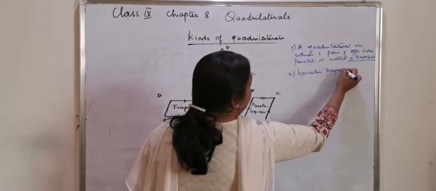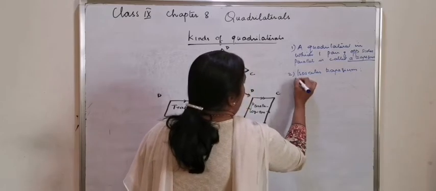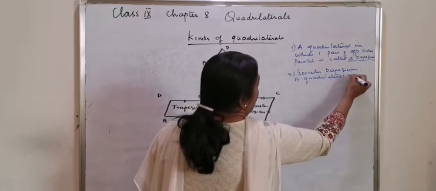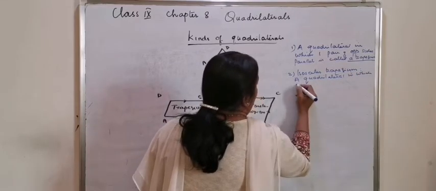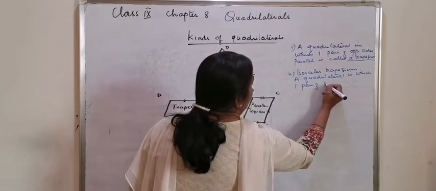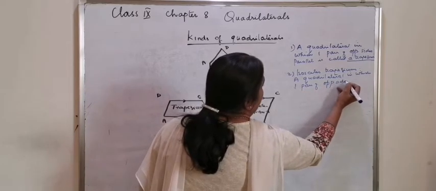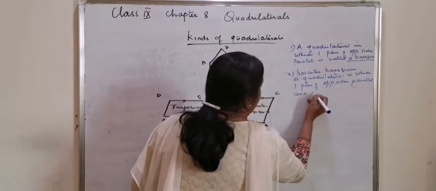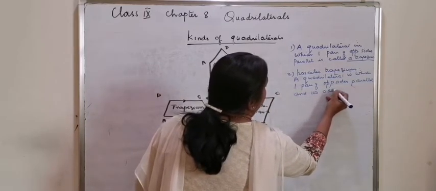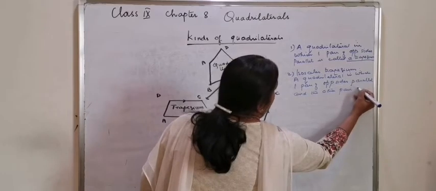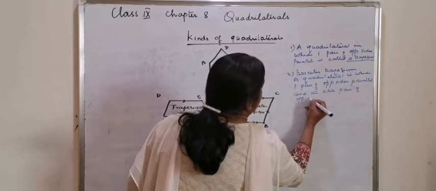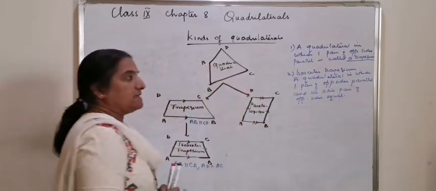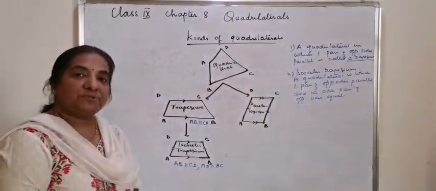It is a quadrilateral in which one pair of opposite sides parallel and the other pair of opposite sides equal. Such a quadrilateral is named as an isosceles trapezium.